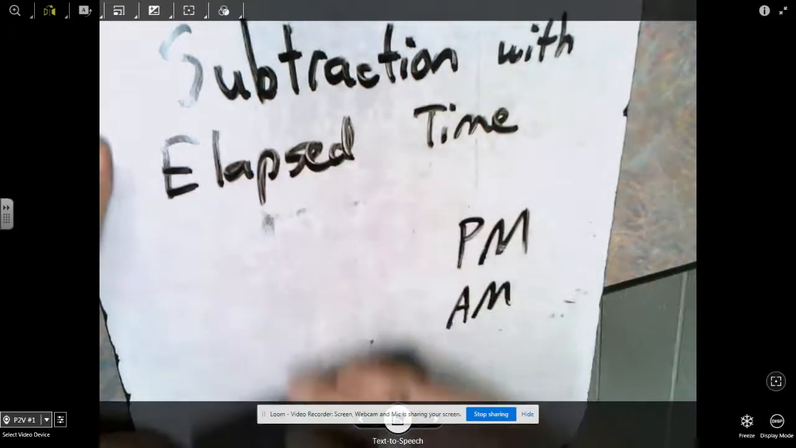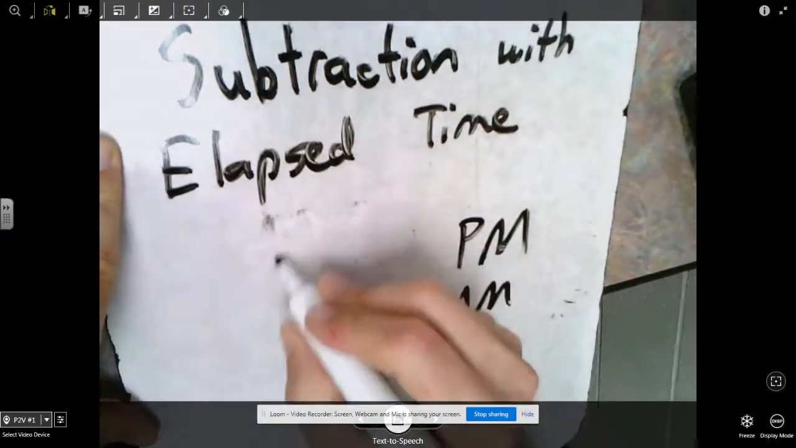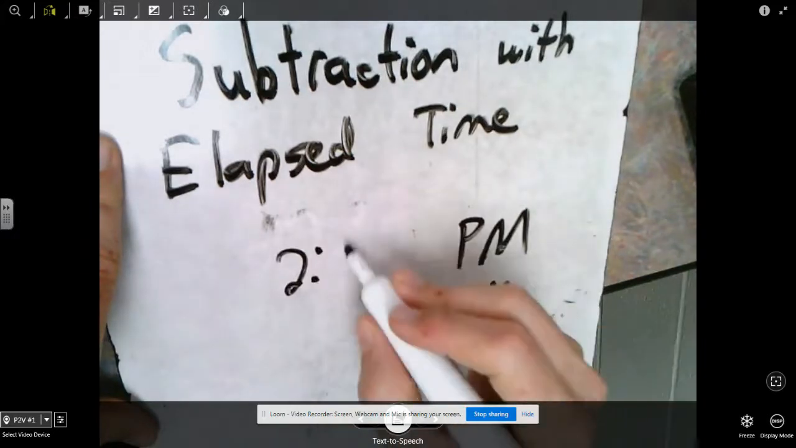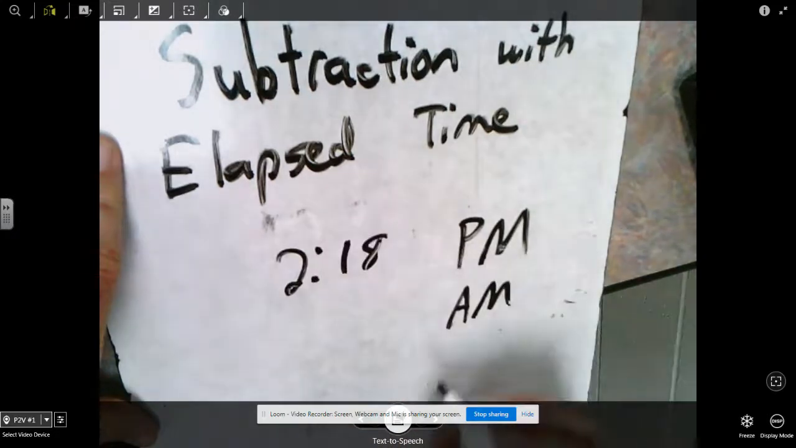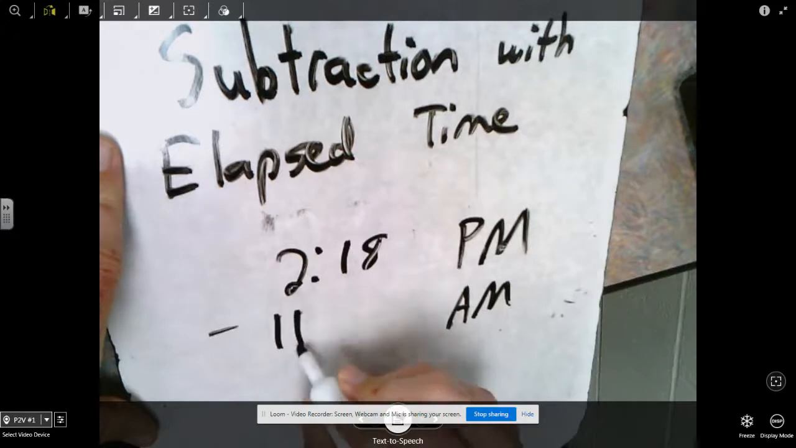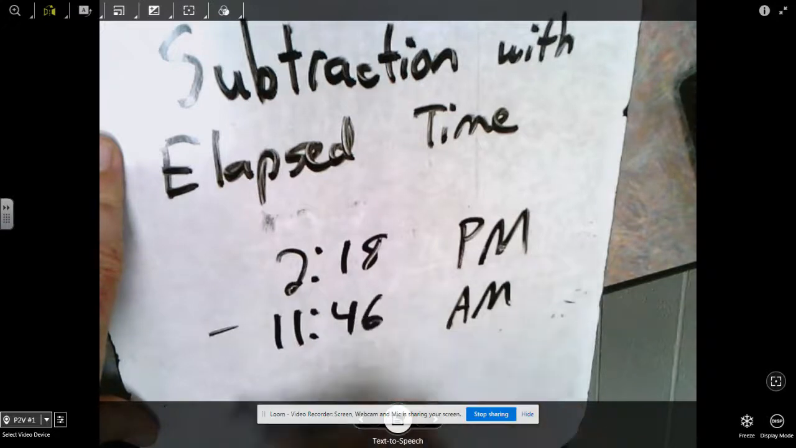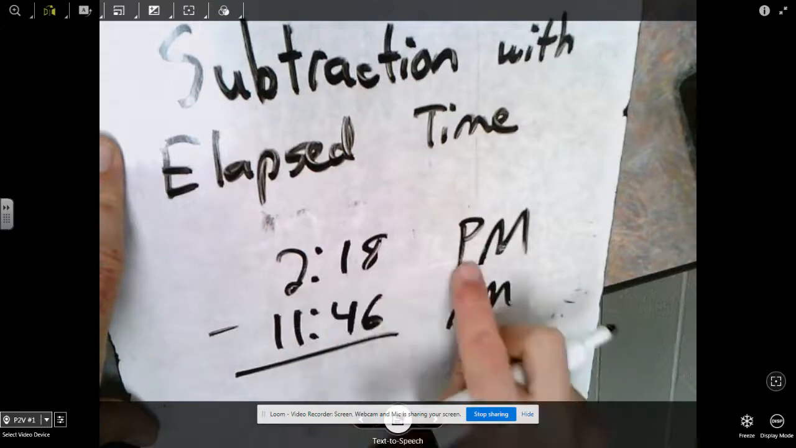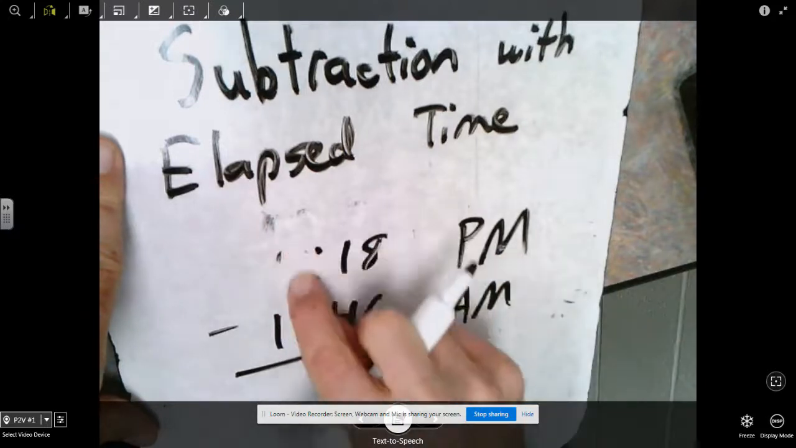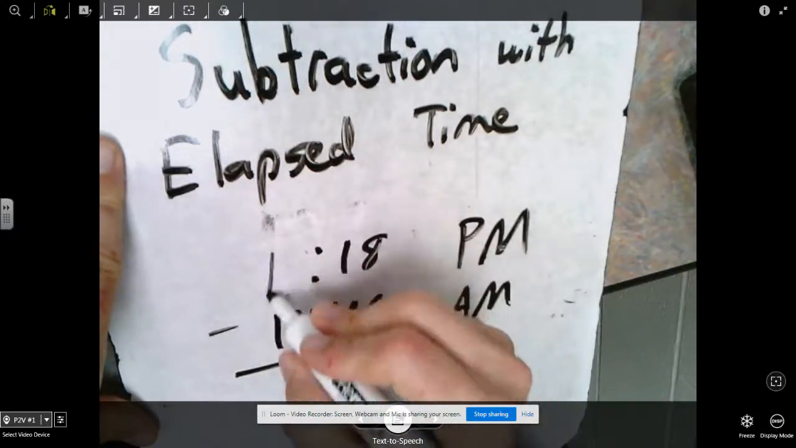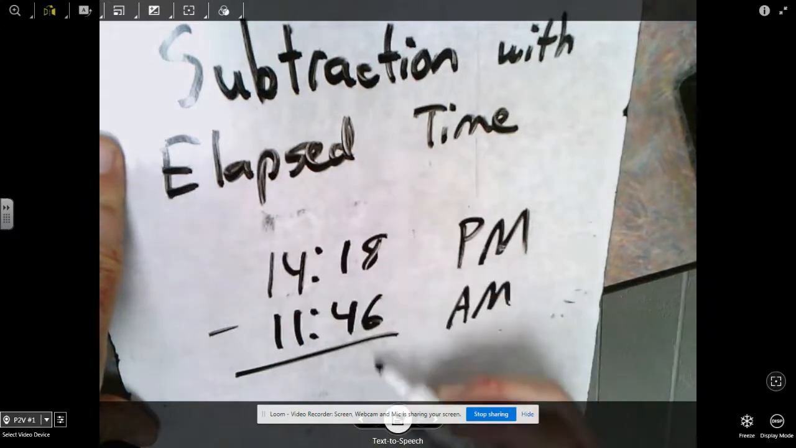I'll do one more problem. So like let's say it's 2:18 p.m. and my starting time was 11:46 a.m. So again, I need to change this to the 24-hour clock. So it's 12 hours past midnight to get to the noon time. So I have to add 12 plus 2 is 14. And then I can go ahead and begin subtracting.